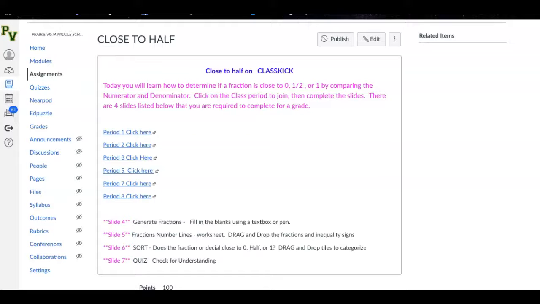Hey everyone, today we're gonna try something new. It's a site called ClassKick, and I set up an assignment on there. We are going to determine if a fraction is close to 0, half, or 1. Okay, but I'm just gonna go through this so you know how to maneuver through this site.